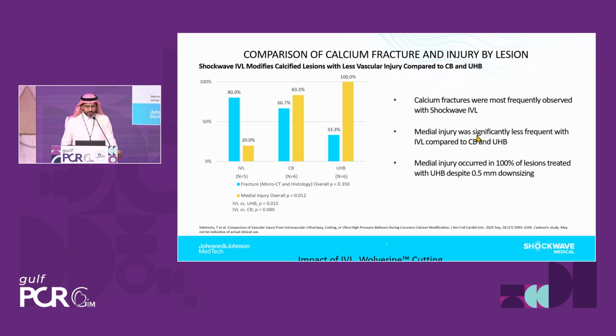The medial injury was significantly less frequent with IVL compared to the cutting balloon and the OPN. And you can appreciate that the fracture is the maximum in the IVL group, and the medial injury is minimal. And you can appreciate that the OPN, for example, carries the highest medial disruption. So medial injury occurs in 100% of lesions treated with a high pressure balloon, even though they were conservative with the balloon sizing, and even with the pressure.